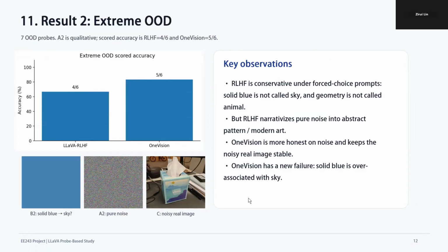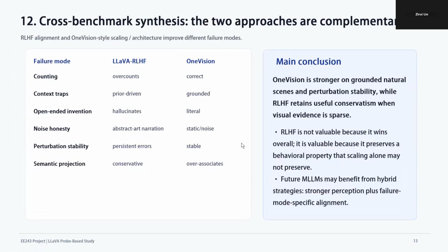This slide summarizes the main conclusion. RLHF alignment and One Vision style scaling or architecture improve different failure modes. For counting, RLHF overcounts, while One Vision is correct. For contact traps, RLHF remains prior-driven, while One Vision is more grounded. For open-ended invention, RLHF hallucinates, while One Vision is more literal.